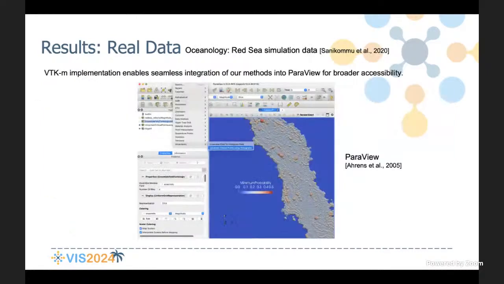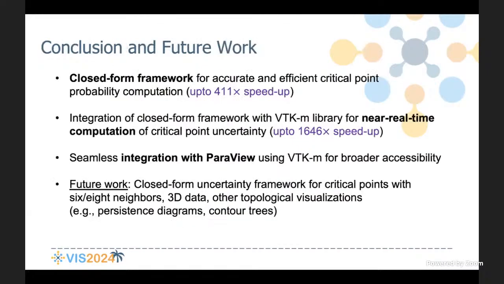We showed how our VTKM implementations seamlessly integrate with ParaView for practical use and broader accessibility. So to conclude, we presented this closed form framework for much more accurate and efficient solutions compared to existing Monte Carlo techniques. We integrated our algorithms using the VTKM library and showed near real-time computation of critical point uncertainty, and also showed integration with visualization tools.